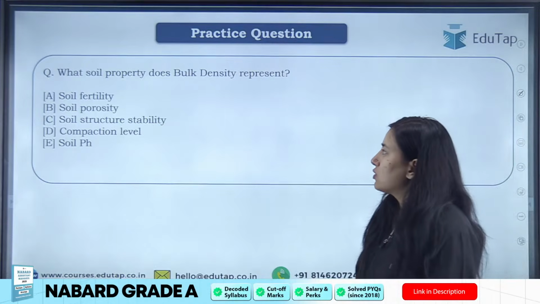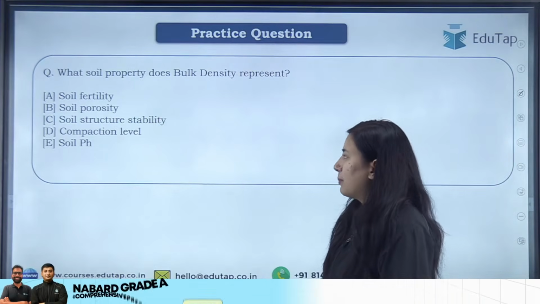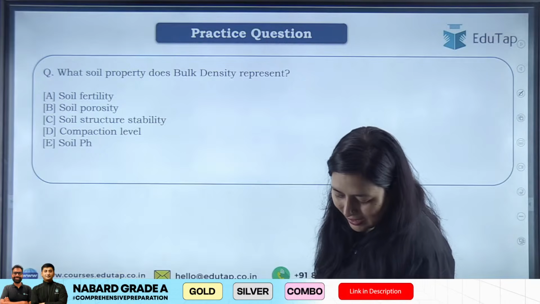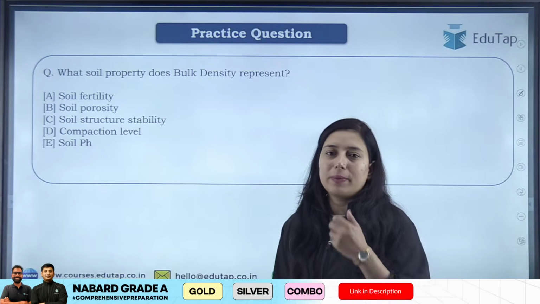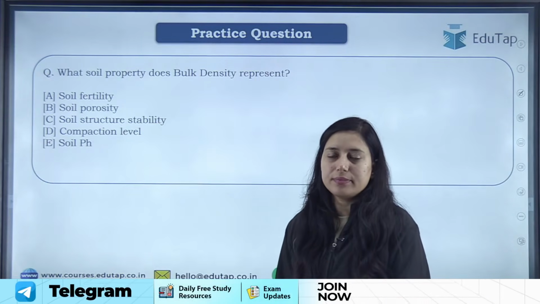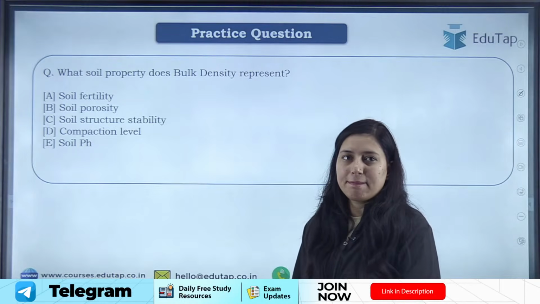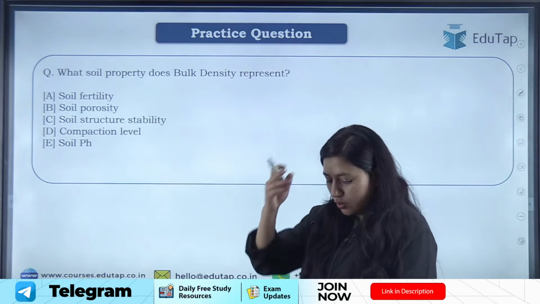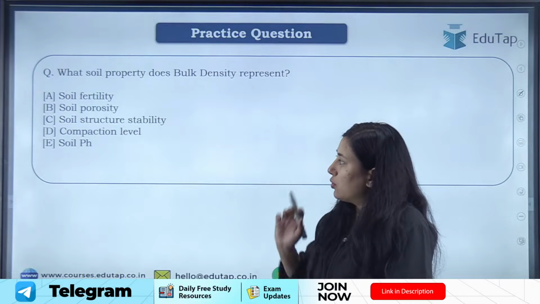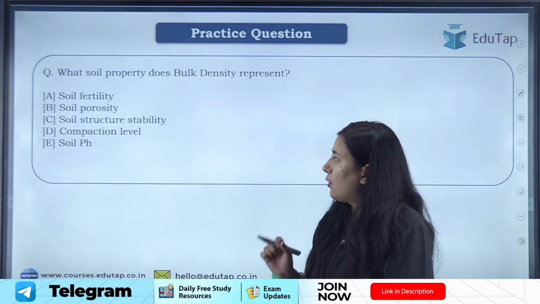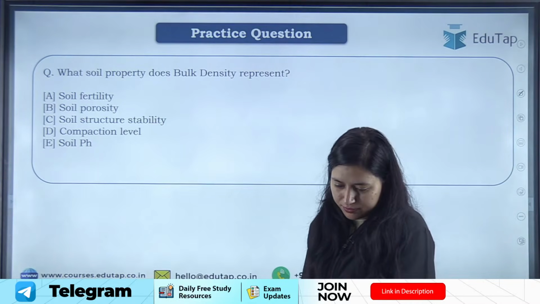Next question is, what soil property does bulk density represent? Okay, bulk density से कौन सी soil की property हमें पता चलती है? So is it soil fertility, soil porosity, soil structurability, compaction level, soil pH?